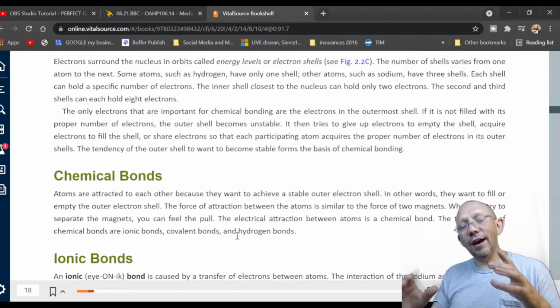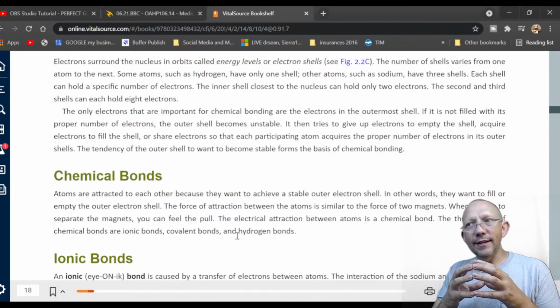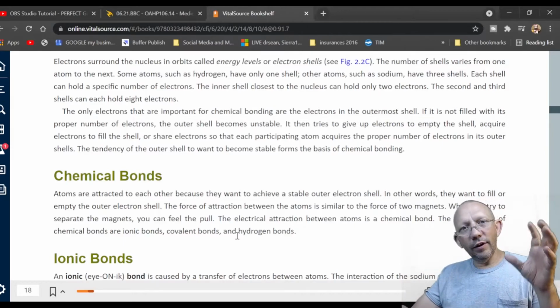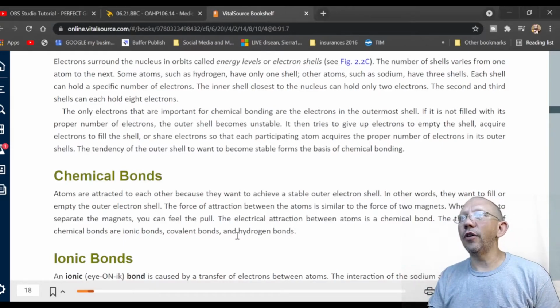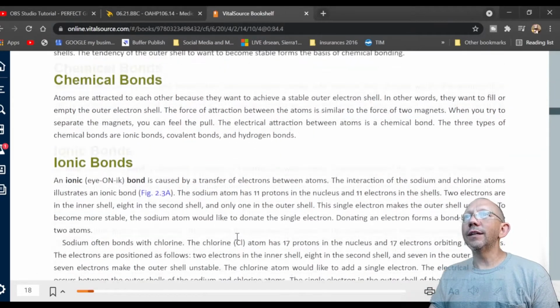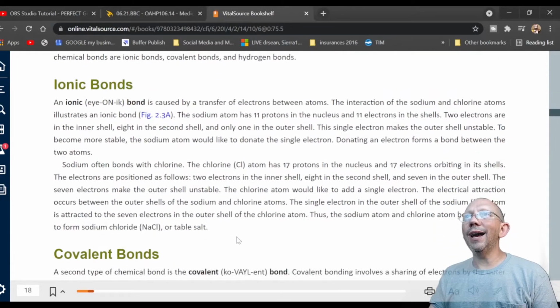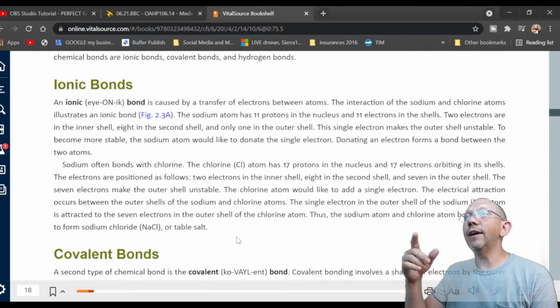Okay, so if you have one atom that has fewer electrons and one that has more, they're going to be attracted to each other because they want to even each other out. Okay, that's a chemical bond. Now, the ionic bond is caused by a transfer of electrons between atoms. Those are those shells again, right?